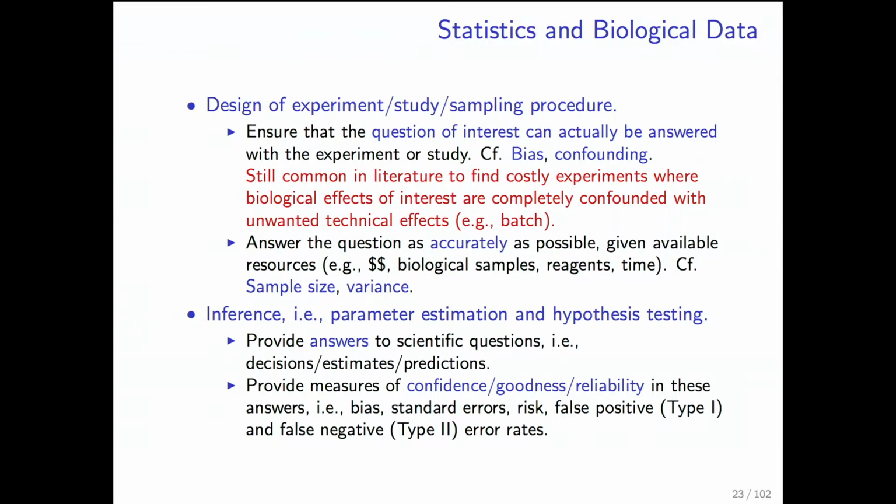We also want to answer the question as accurately as possible, given the available resources. And this has to do with sample size notions and variance notions. And then having designed the experiment, we collect data, and then we try to answer the scientific question. This could take the form of parameter estimates or tests of hypotheses. And we want to provide measures of goodness of these results. In statistics, these take the form of bias, standard errors, risk, and false positive and false negative error rates.